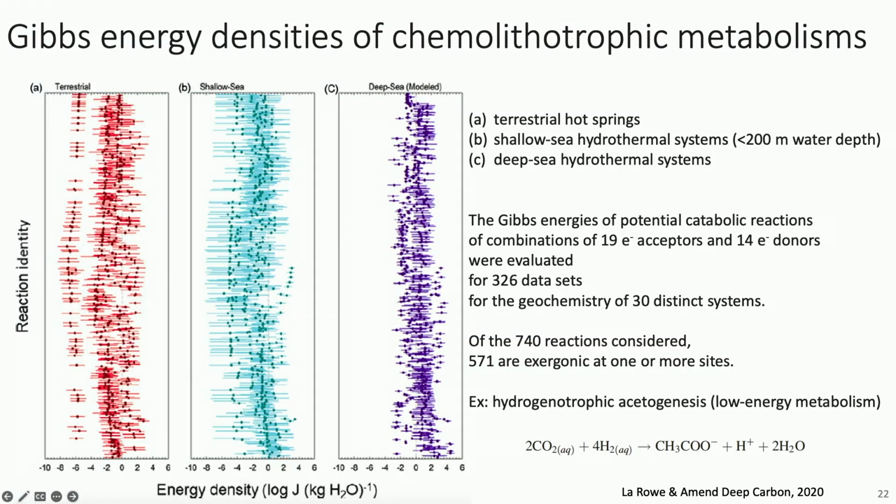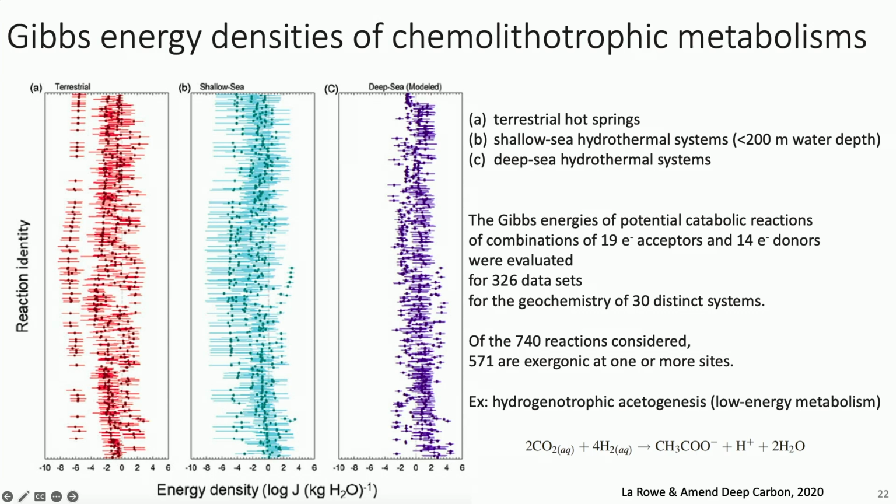It's been pushed forward by the next generation, Lauro and Amend. Here they compiled data and calculations for terrestrial hot springs, for a shallow sea hydrothermal system, and a deep sea hydrothermal system. They calculated the Gibbs free energy of potential catabolic reactions, the combination of 19 electron donors and 14 electron acceptors. They evaluated that for 322 data sets, and the geochemistry, so pressure, temperature, pH, salinity, exact chemical composition, hydrogen, etc., of 30 distinct systems. That turned into 740 reactions considered. Among those reactions, you see that most of them are exergonic at one or more sites.